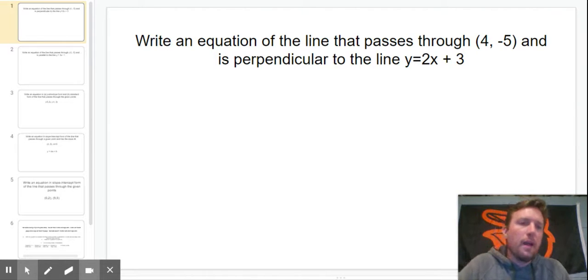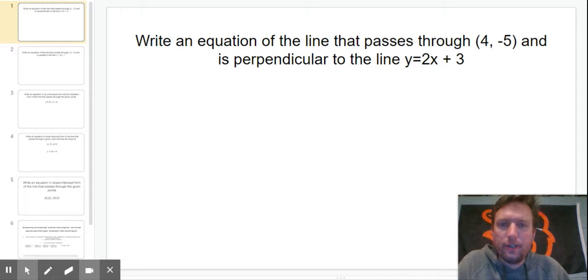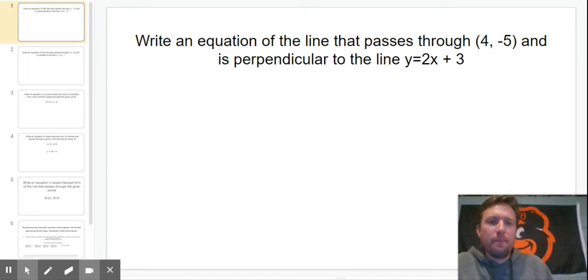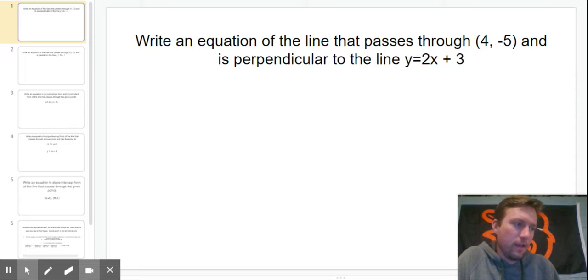Okay, so the question at hand is to write an equation of a line that passes through the coordinates (4, -5) and is perpendicular to the line y = 2x + 3. Now, first, we're going to follow very similar steps from yesterday's lesson. The very first thing we're going to do is identify the slope.